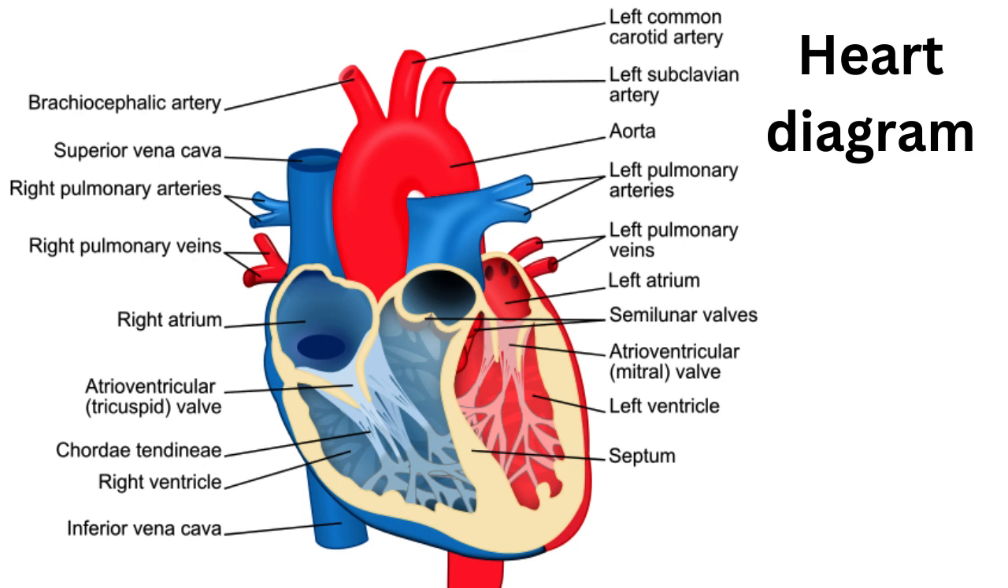The right ventricle is the lower chamber of the right side of the heart. It receives deoxygenated blood from the right atrium and pumps it into the lungs through the pulmonary artery, where it receives oxygen and gets rid of carbon dioxide.